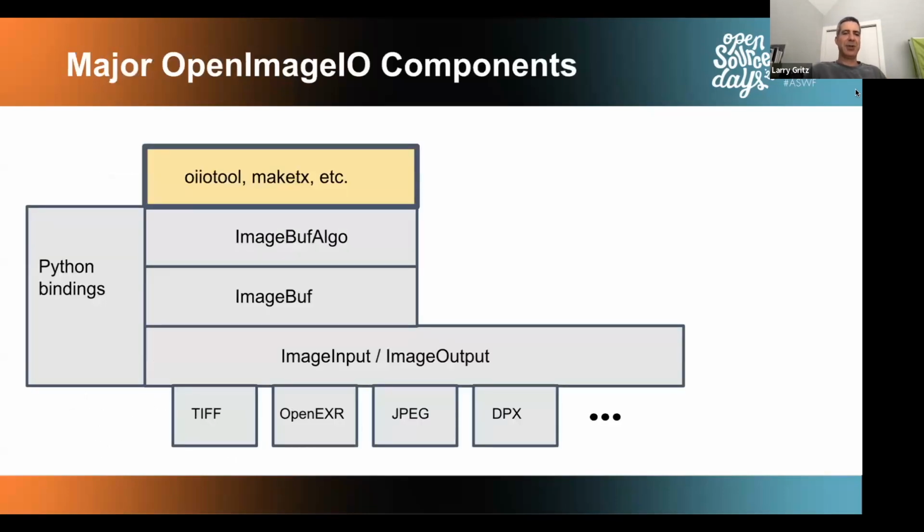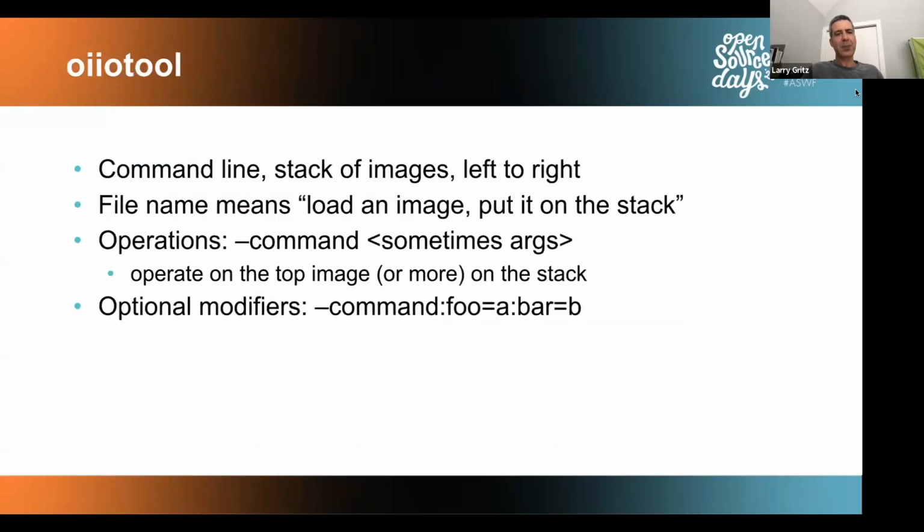On top of these classes are also some command line utilities. Right now, the only one I'm going to talk about is OpenImageIO tool. The others are sometimes specialized things, but none of them can do things that OpenImageIO tool can't; it's like the superset of all of them. So I'll just talk about that for now. This is a command line utility that essentially wraps all of the functionality of ImageBuf and ImageBufAlgo and a little bit more.